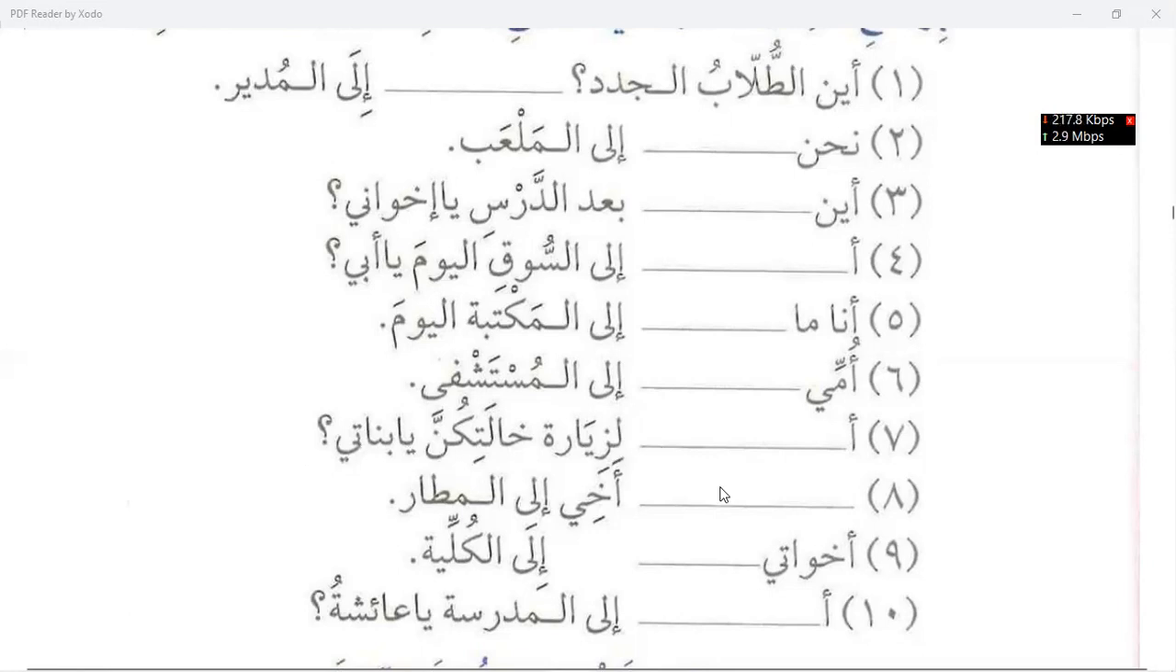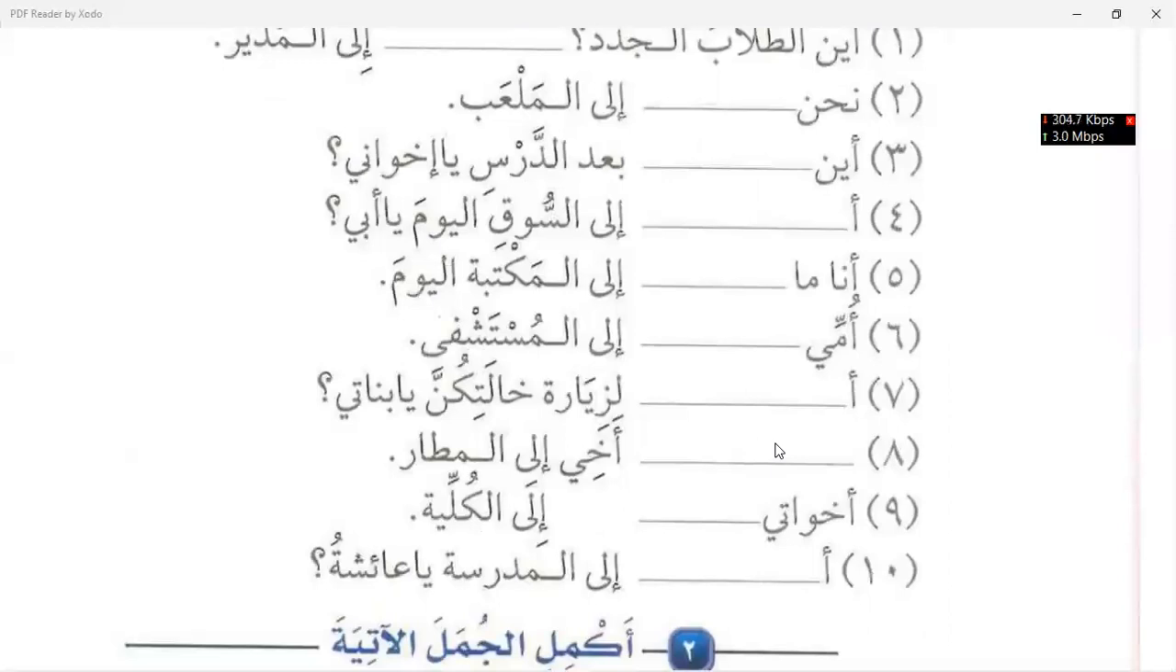Zoya, next. Zahabta akhi ila al-matar. Wrong answer. Zahabta means you went, but here he means he went. What is the Arabic for he went? Zahabat means she went. Zahaba. Okay. Akhawati zahabna ila al-kuliyati. Correct.